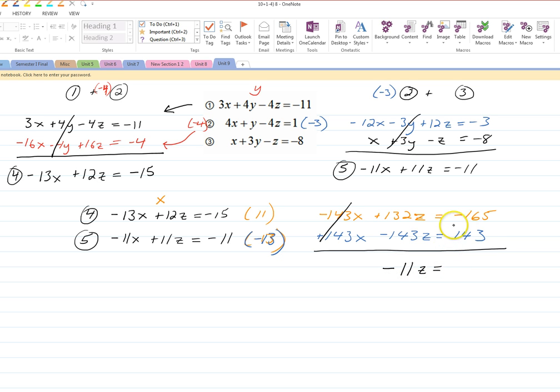Look at your signs. You have more negatives, so you know the answer is going to be negative. Now subtract 165 minus 143. That gives us 22. Divide both sides by negative 11. And we get z equals negative 2. Not negative 2, positive 2.